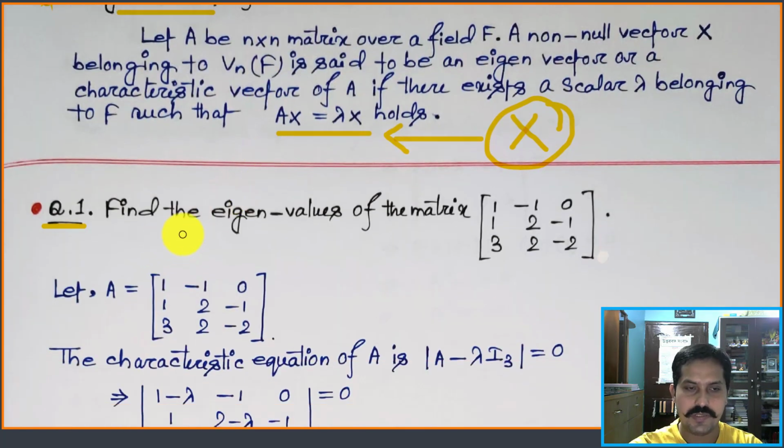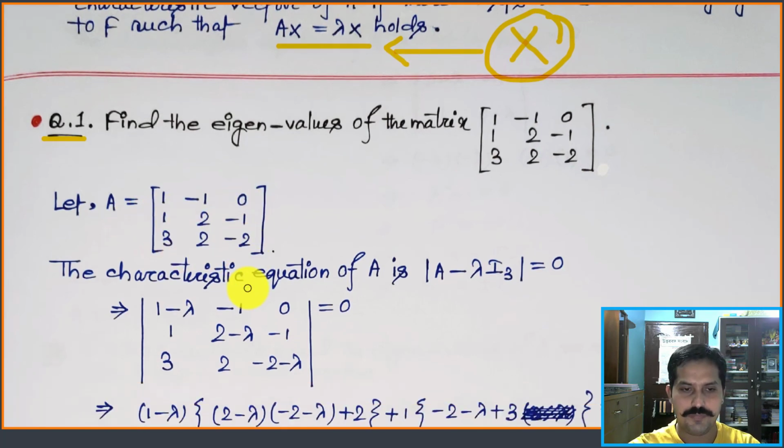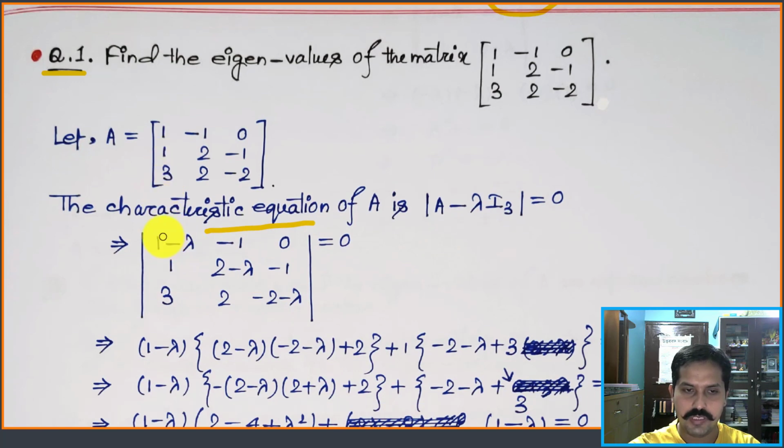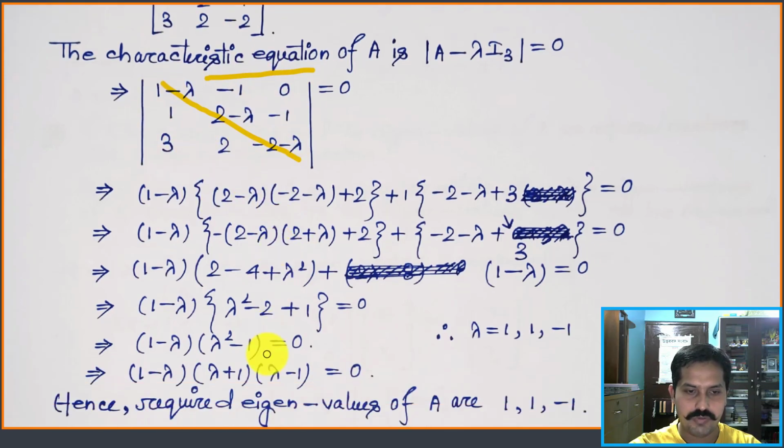Okay, so our first example is to find the eigenvalues of the matrix. This is a 3 by 3 order matrix, right? So let capital A equal 1 minus 1 0, 1 2 minus 1, 3 2 minus 1. The characteristic equation of capital A is determinant of A minus lambda I3 equals 0. After simplification, we just subtract lambda from the diagonal elements. That is 1 minus lambda, minus 1, 0; 1, 2 minus lambda, minus 1; 3, 2, minus 1 minus lambda, equals 0. Now we have to simplify this, or just open the determinant, to get the values of lambda. Here the values of lambda are 1, 1 and minus 1, meaning all the values of lambda are real numbers.